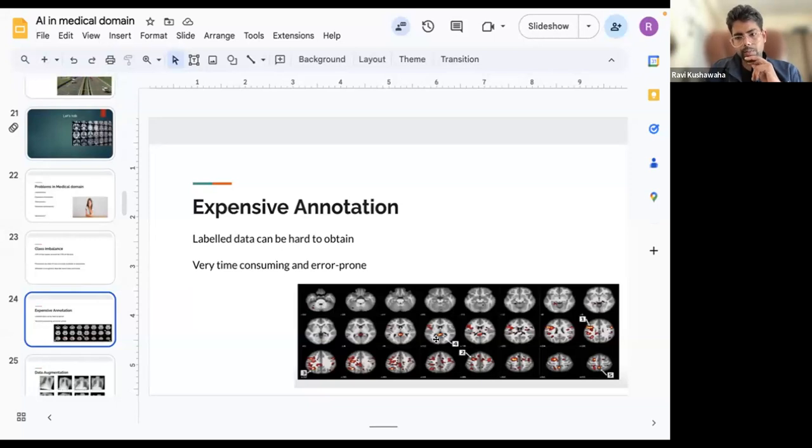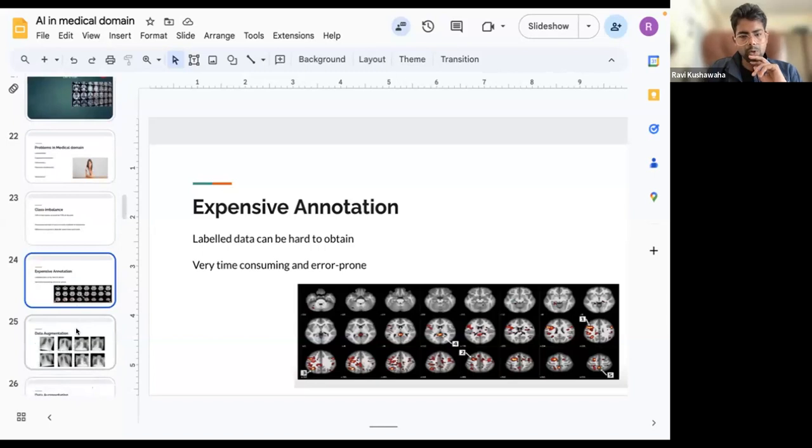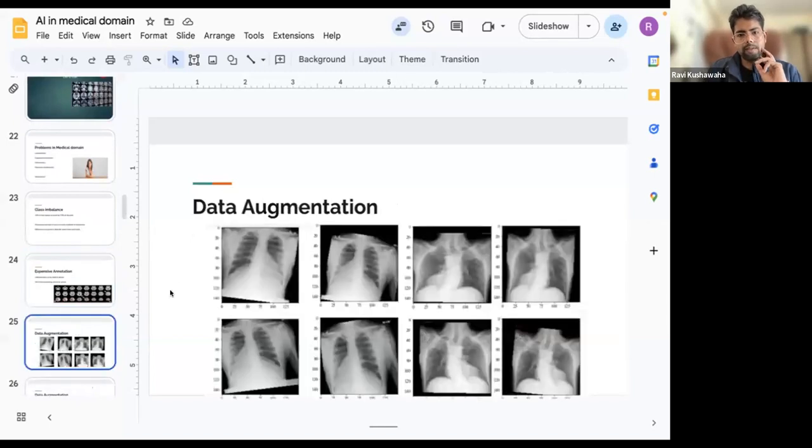It will also be error prone because the doctor won't be in a good state of mind every time to annotate these images. And it will be very expensive since it is time consuming and you require someone very skilled to label this data. So what solutions do we have? One easy solution is data augmentation.